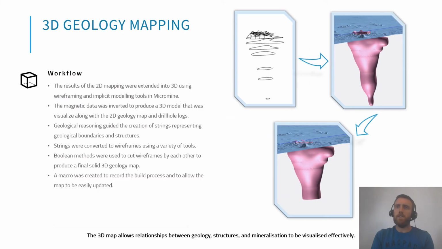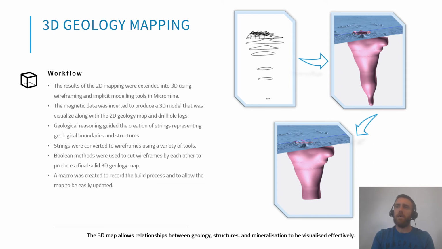This nice 2D geology map, we want to extend it into 3D. We did this in Micromine, creating a workspace that includes a 2D geology map, a 3D inversion of the magnetic data, and other datasets such as drill hole logs. This allows us to visualize all these different datasets in 3 dimensions and try to get an understanding of what the geology is doing in 3D.